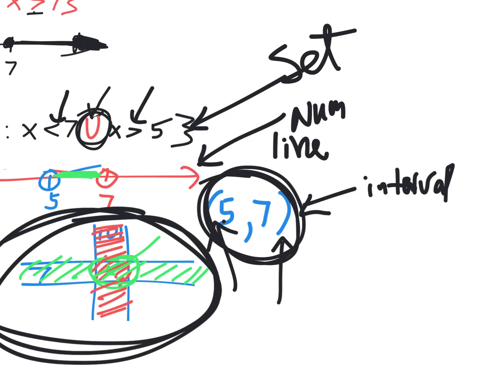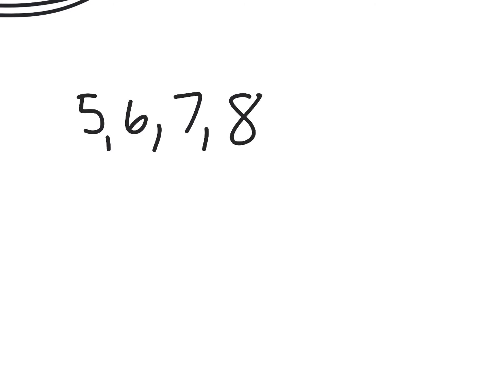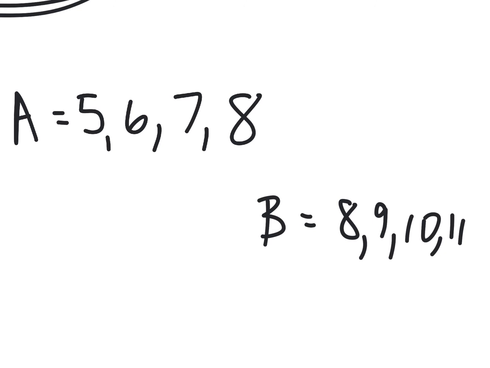So of course we can make these much more complicated. I'm starting with the easy ones, so let's just do a couple more easy ones. Make sure you got the basics, and then we'll get into harder ones. Okay, so let's say I had the numbers 5, 6, 7, and 8. And that's going to be set A. And let's say set B is the numbers 8, 9, 10, and 11.